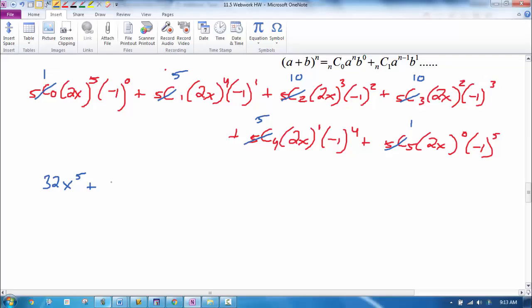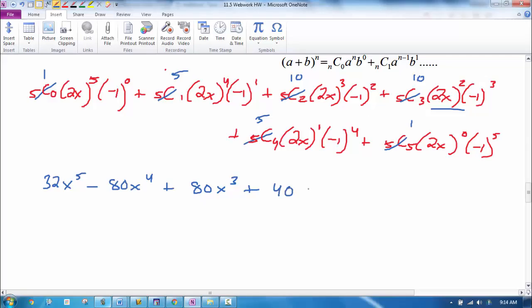5. So that's 80x to the 4th, negative 1 to the first is negative 1, so I have to make this a negative up front. And then plus, now I have 2 to the 3rd, which is 8 times 10 is 80. So this would be 80x to the 3rd. Negative 1 squared is positive 1, so that goes positive. And now the next one is 2x squared times 10. So 2 squared is 4 times 10 is 40.